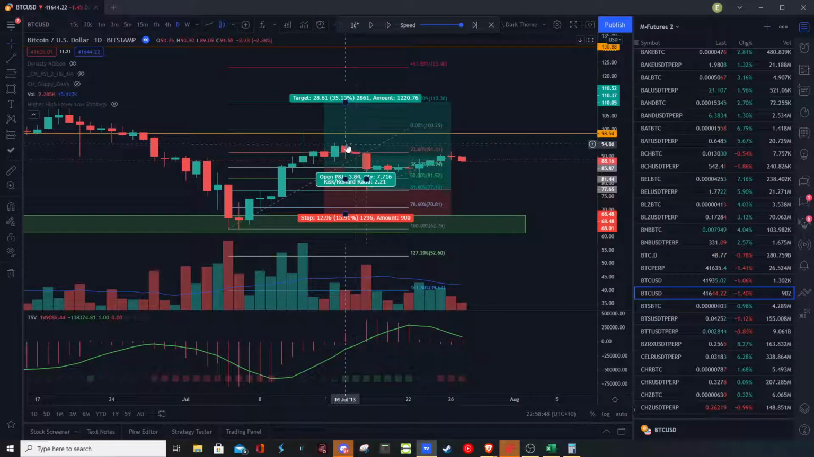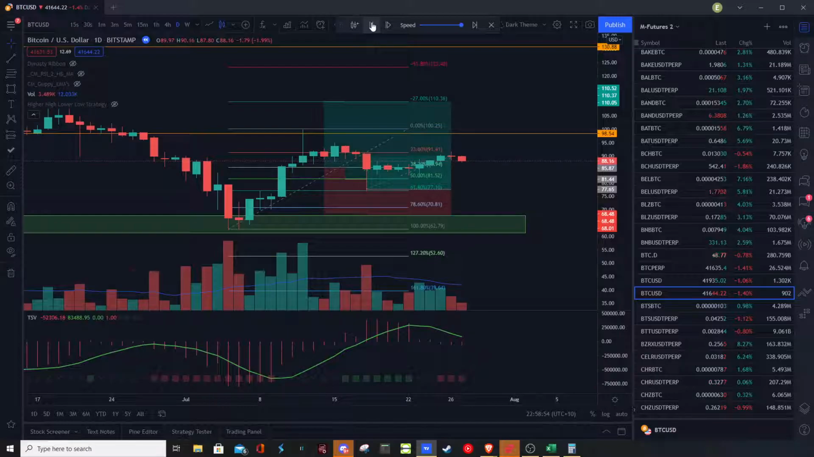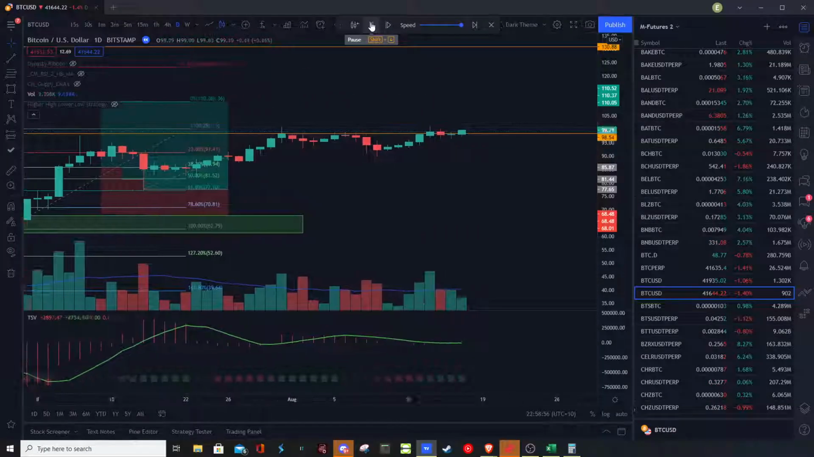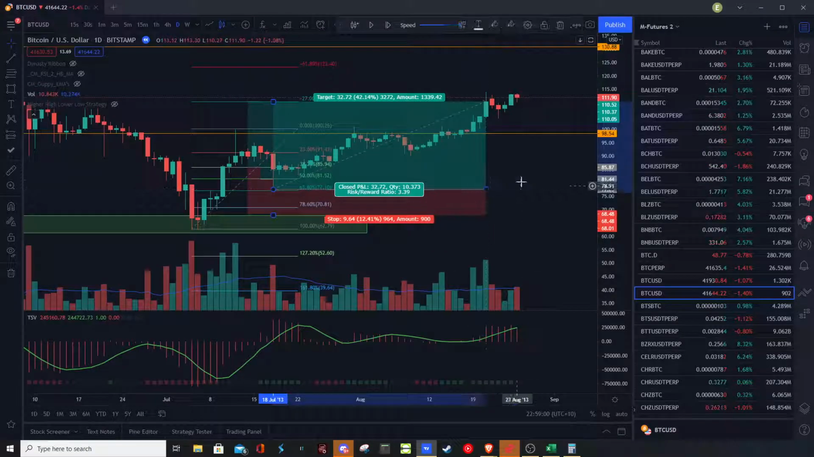Now I don't like it here because we've come up, come down. Now we're having a pullback here, so it's giving us a lower high. But alright, so still going. Okay, that's a pretty good trade.